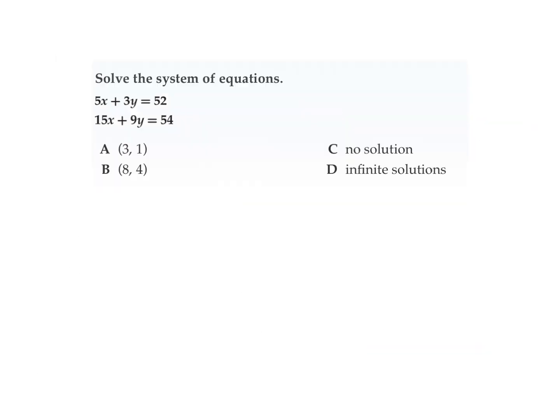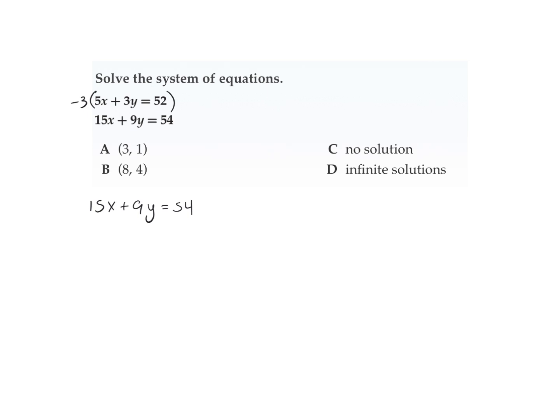Now here is kind of like what a multiple choice question would look like. They're asking us to solve the system of equations. You can choose to do substitution, elimination, whatever you want. I'm going to choose elimination. I am going to multiply by negative 3, because that's going to get the y's to cancel out. So I'm just going to rewrite the bottom equation first.